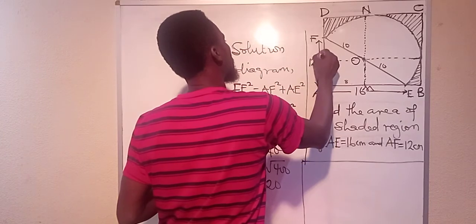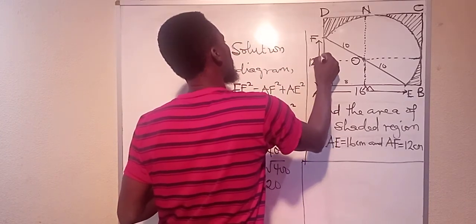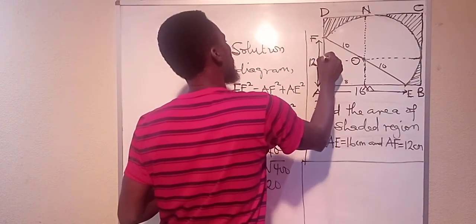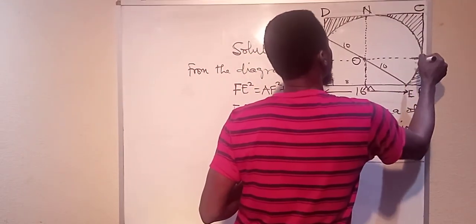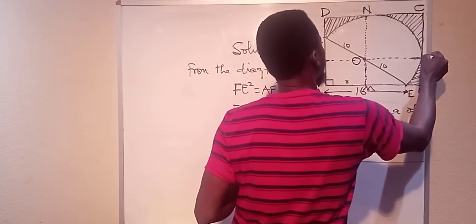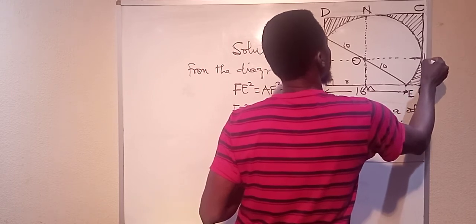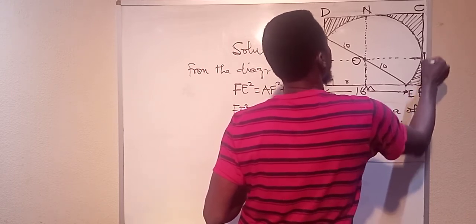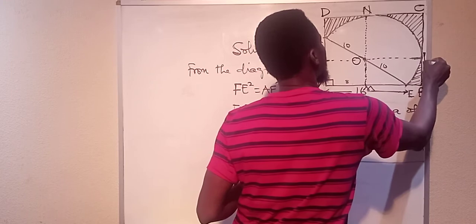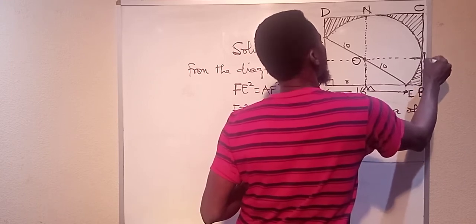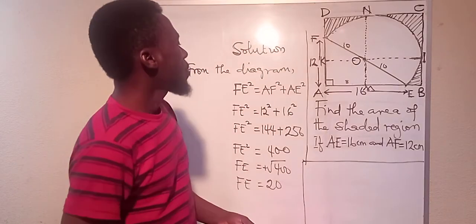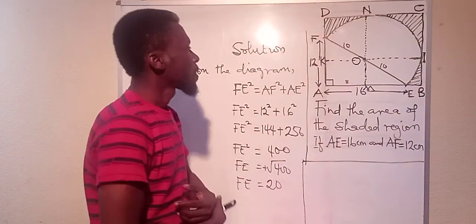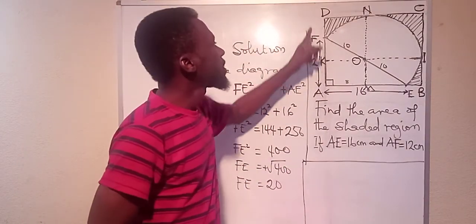So let's put the letter K over here. And then let's put the letter I over here, because of space. All right. Now what we're going to do is this. We need to find DC.